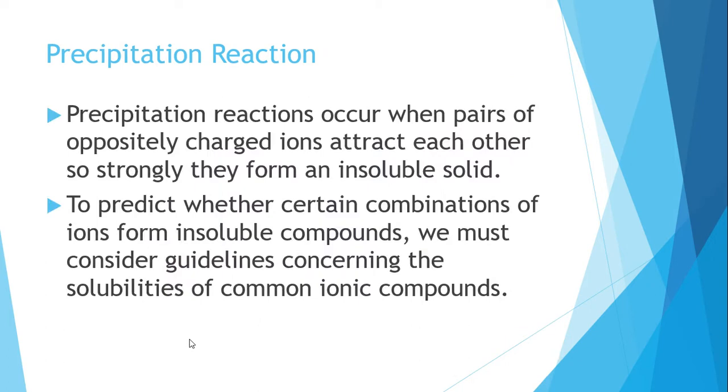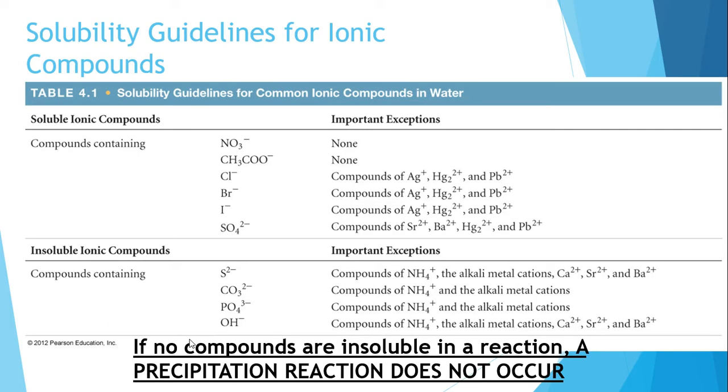A precipitation reaction occurs because when these pairs of oppositely charged ions switch, the attraction is so strong that it forms that solid. We can't split them apart into their ions. So, to predict whether or not something is going to be insoluble, we have to consider guidelines for solubility. This is why we had a whole lesson dedicated to determining if something is soluble or insoluble. You should have this table from that lesson, and you're going to be using it today.